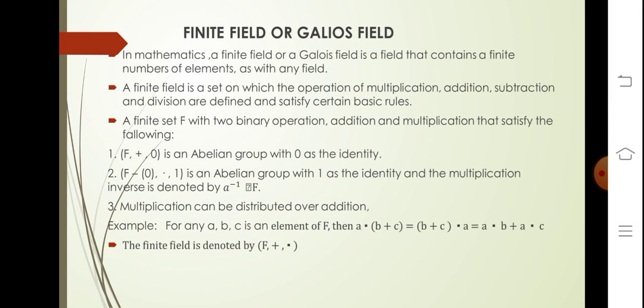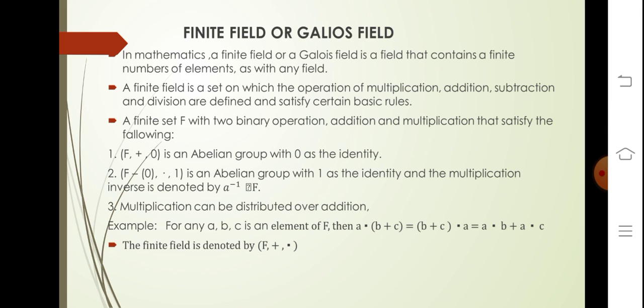Another definition of a finite field is a finite set F with two binary operations, addition and multiplication, that satisfy the following. Number 1, F under addition is an abelian group with 0 as the identity. Second, F minus 0 under the multiplication operation is an abelian group with 1 as the identity, and the multiplicative inverse, denoted by a raised to the power negative 1, is an element of F.